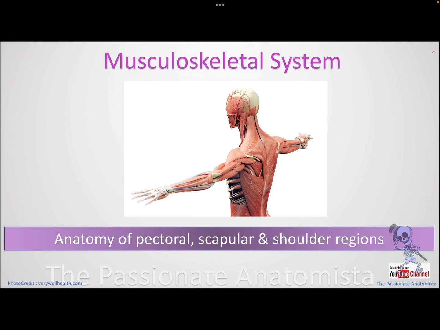In this video, we're going to talk about the anatomy of pectoral, scapular, and shoulder regions. We're going to start off talking about the bones, and then we're going to build up on that and talk about the ligaments and joints. And then we will end up talking about the muscles, their function, innervation, and blood supply.